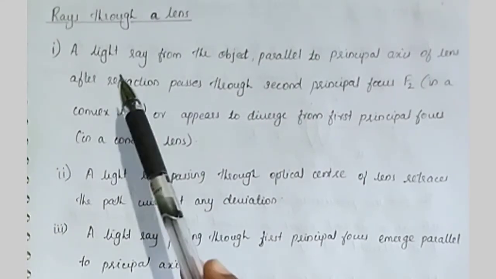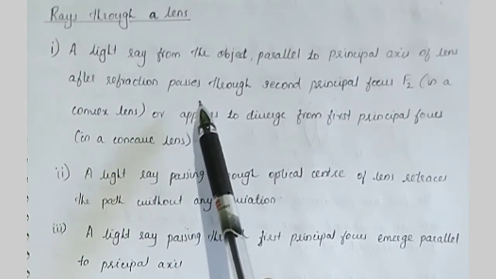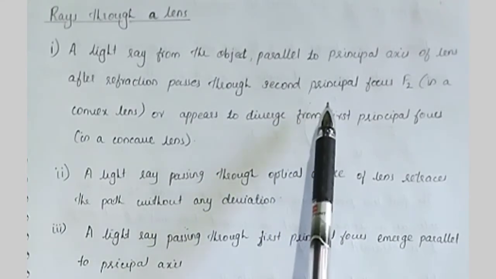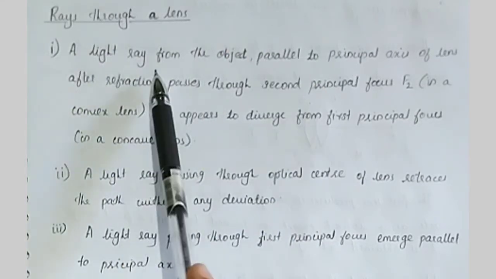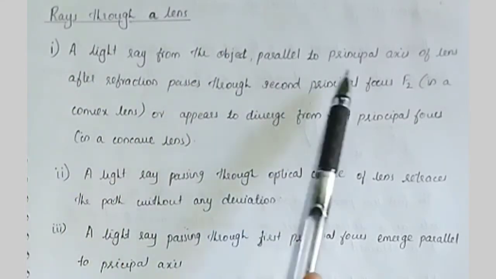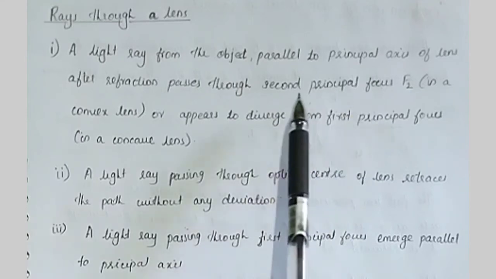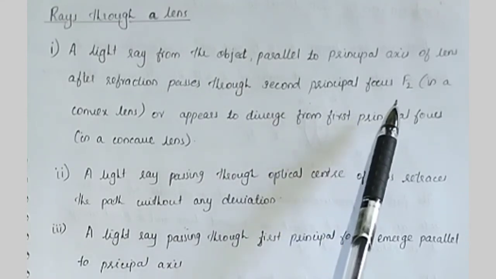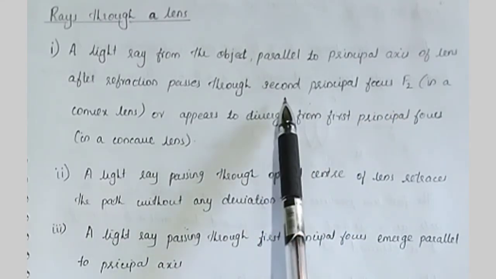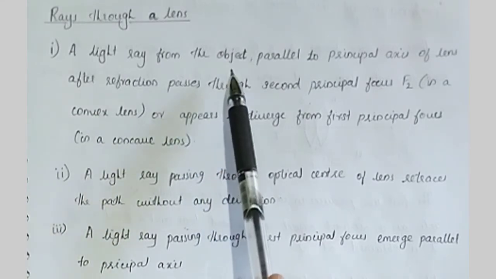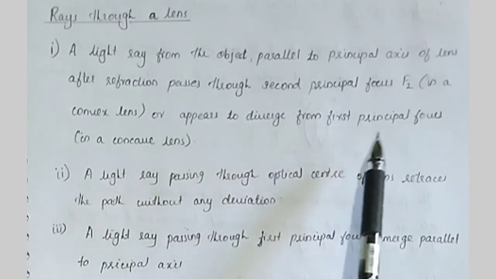We all know that a ray incident on the lens in a particular fashion always refracts and passes in a particular manner. So, here we are going to discuss some of the rays that pass through the lens. A light ray from the object parallel to the principal axis, after refraction, always passes through the principal focus, that is the second principal focus, which is obtained on the other side of the lens. This is the case for the convex lens, and for a concave lens, the light ray coming from the object parallel to the principal axis appears to diverge from the first principal focus.